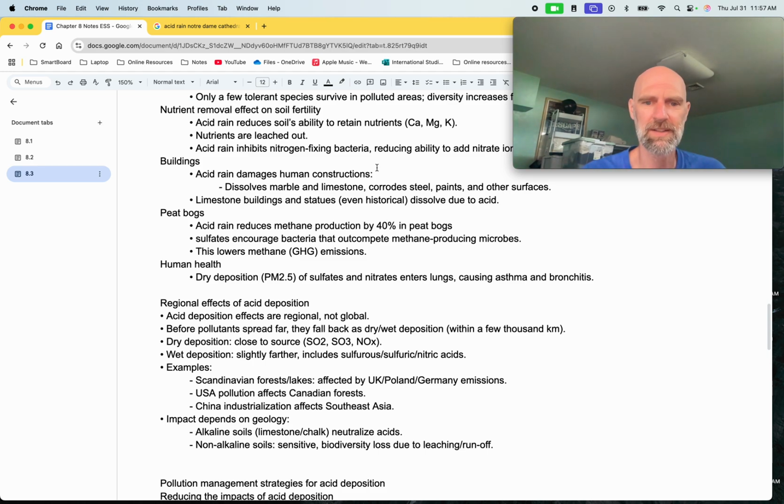U.S. pollution affects Canadian forests. Conversely, Canadian forest fires affect us down here in the States as well. China's industrialization affects Southeast Asia.